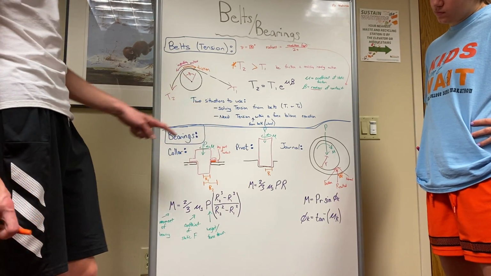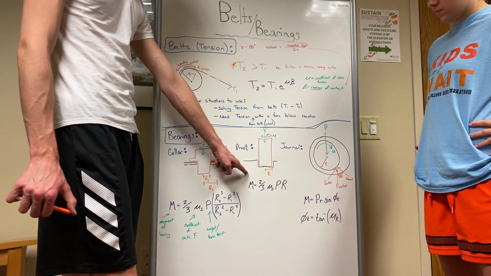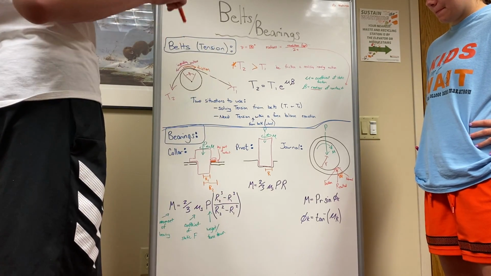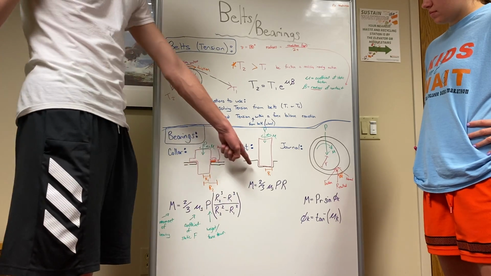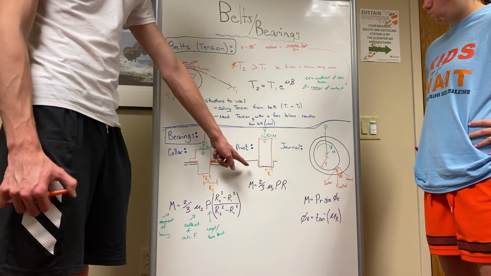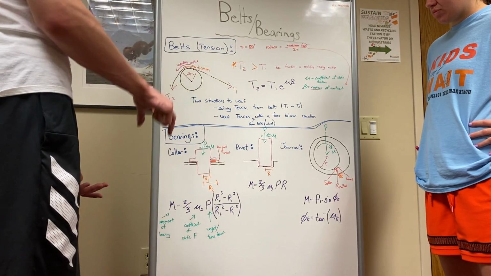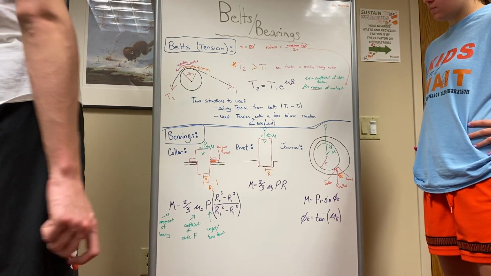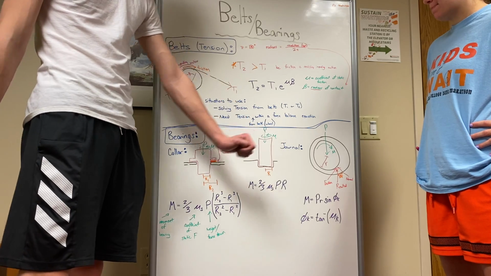For pivot bearings, you have that the moment is 2/3 the coefficient of static friction times PR, and you have PR is just your radius, since that's a normal bearing this time, and that's a pretty straightforward equation.